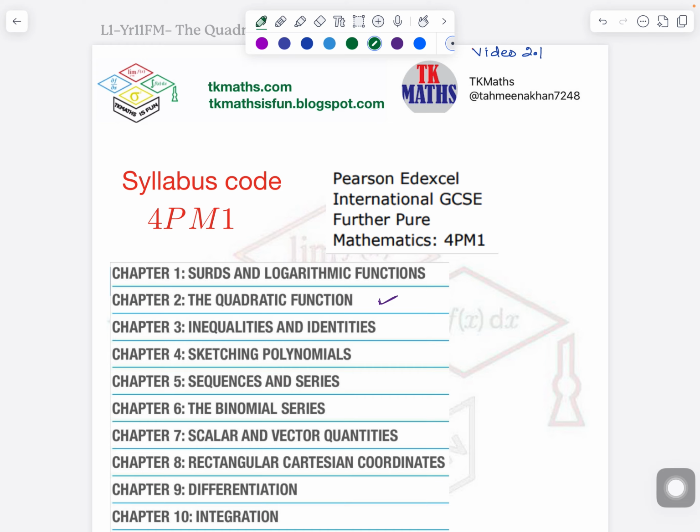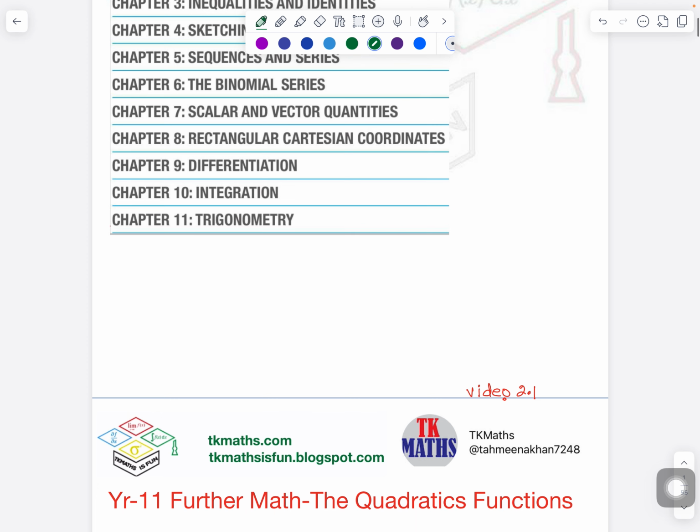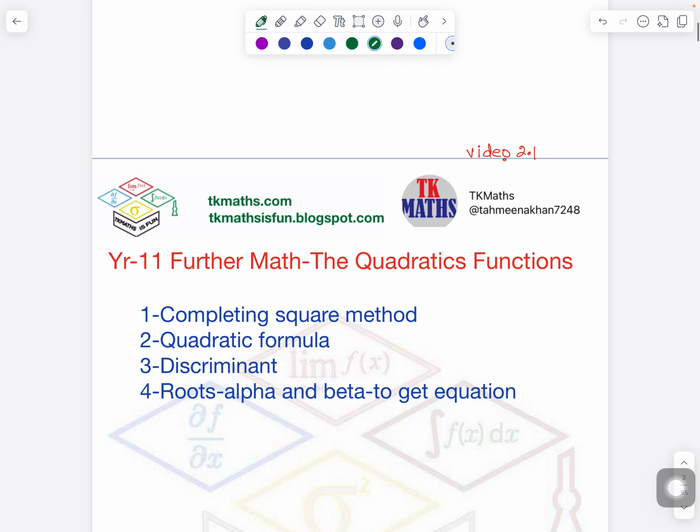In today's video, we will learn the quadratic function, which is part of the Further Maths syllabus for Year 11 Pearson Edexcel. The code is 4PM1. In quadratic functions, there are four concepts we have to study: completing the square method, quadratic formula, discriminant, and roots when alpha and beta are given and you have to get the equation.